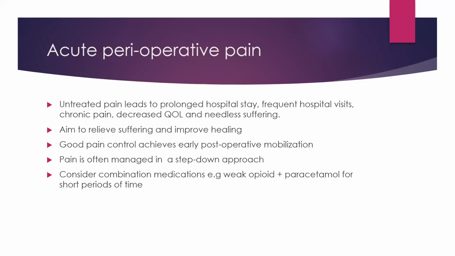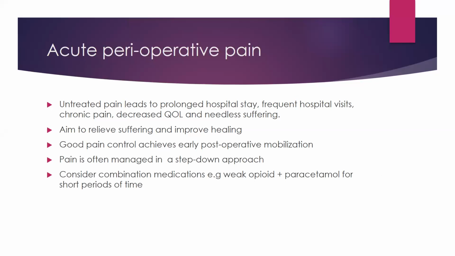Postoperative pain is managed with a step-down approach. We start from very strong analgesics as we go down to weaker analgesics. Consider combination medicines. We've said we want to use opioids at low doses. So the best way to do this is to use a combination medication, because these combinations come as a weak opioid with paracetamol. And again, we want to give them for a short period of time.